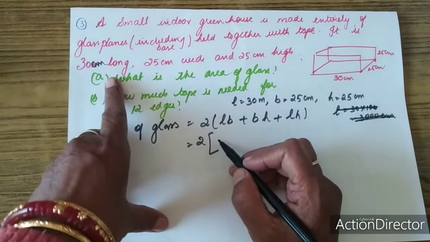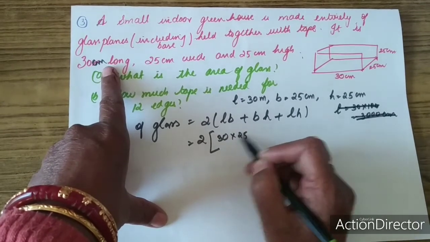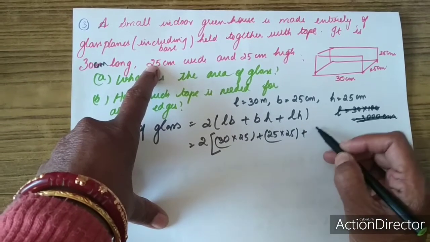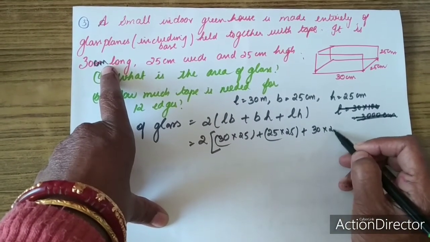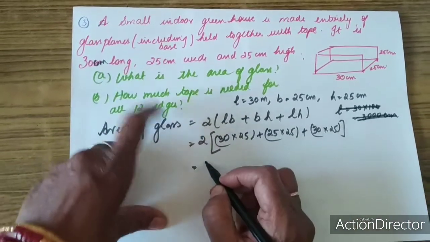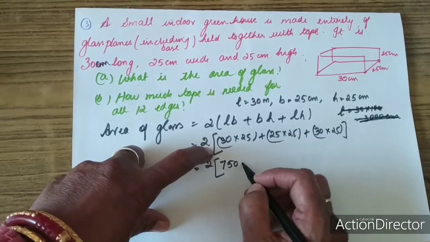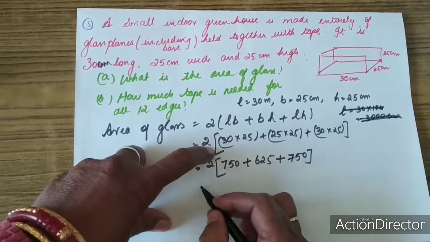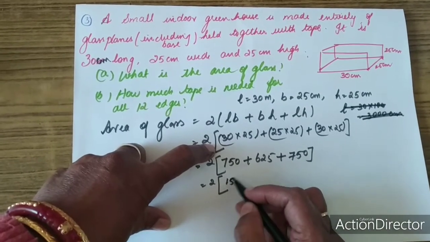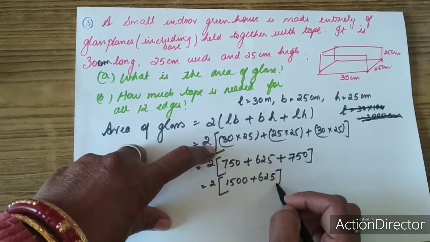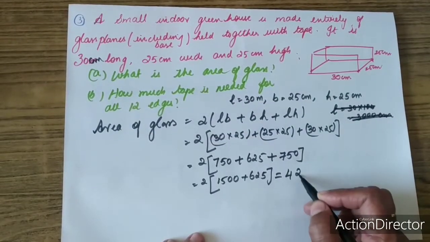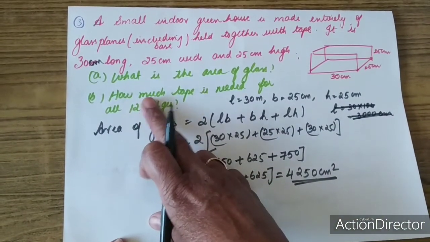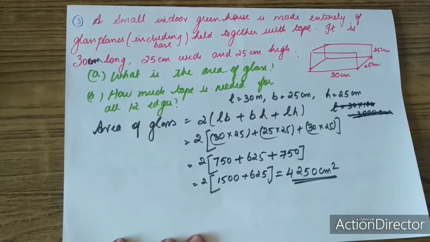Now let us multiply: length 30 into 25 plus breadth into height 25 into 25 plus length into height 30 into 25. So this is equal to 2 into (750 plus 625 plus 750). This is equal to 2 into 2125, which is equal to 4250 centimeter square.